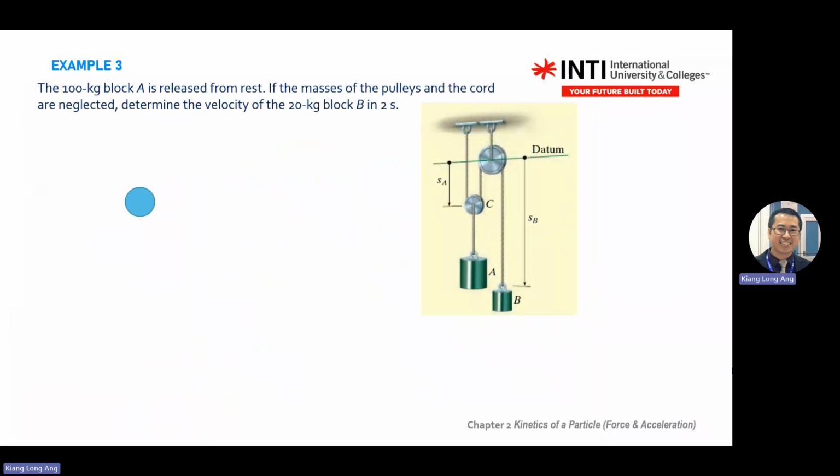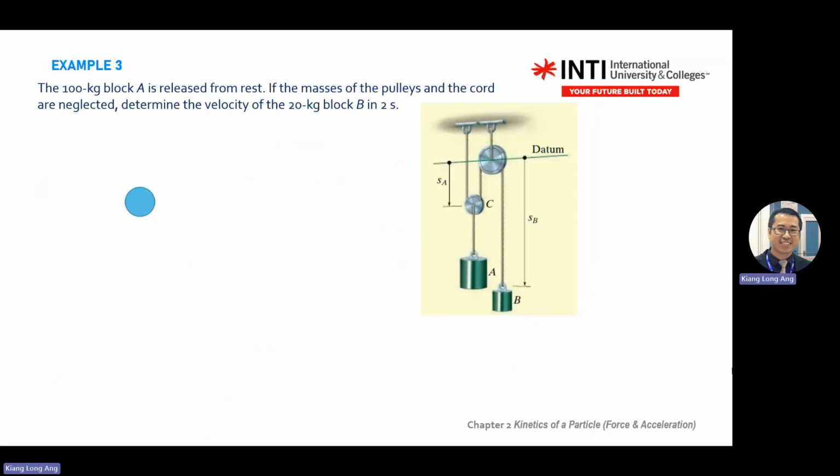How do you know if it's a chapter 2 question or a chapter 1 question? When you see mass given. In this case, although you see there's a pulley here, in the question you're given mass already, 100 kilogram or something. So given mass, it's chapter 2, F equal to MA already. You deal with force, mass, and acceleration, right? So 100 kilogram A is released from rest. If the mass of pulley and cord are ignored, determine the velocity of the 20 kilogram block B. So when you see mass, it's under chapter 2 already.